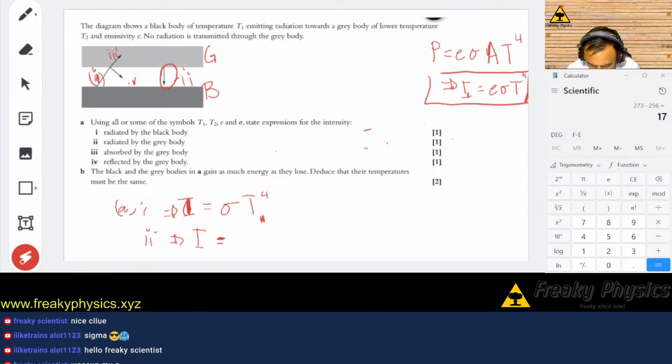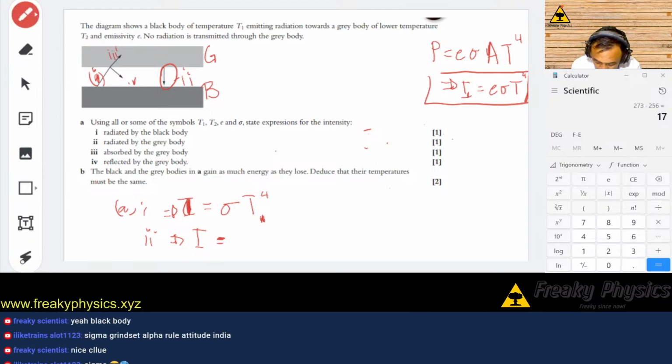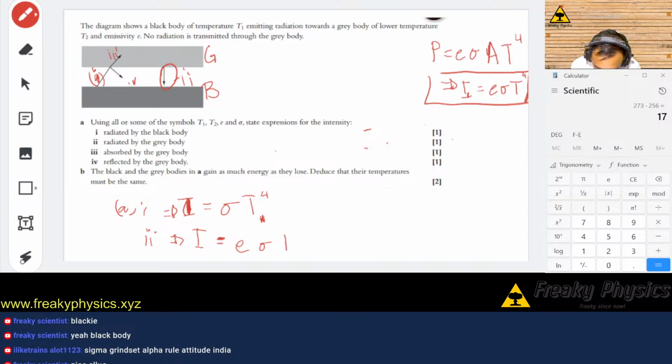Isn't this the equation? Exactly. That's already the equation right there. So what do you have to write? Which one though? Which temperature are we going to use, T1 or T2? T2, right? T2, correct. So E sigma T2 raised to 4.